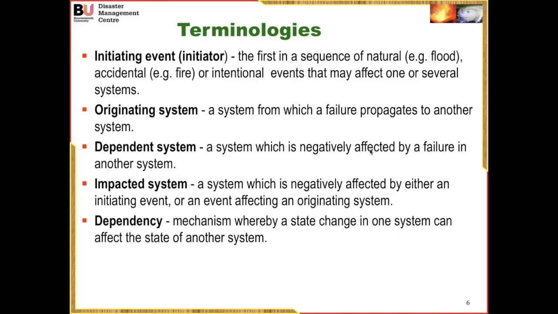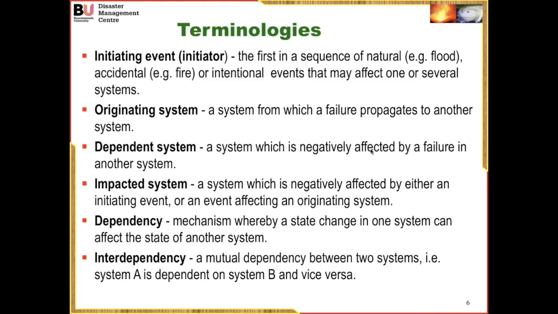They also have the term dependency, which is a mechanism by which a state change in one system can affect that of another. And of course, we've talked initially about interdependency, the mutual dependency between two systems. For instance, system A depending on system B, or system B depending on system A. But we are going to see examples of common systems in subsequent slides, and how these systems interdepend on each other.